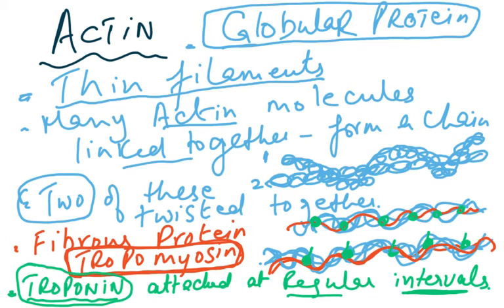Please, everybody must remember the two actin molecules twisted around each other, then the tropomyosin, which is also twisted in between the groove of the actin molecules, and then we have at regular intervals the troponin, which I have colored in green.